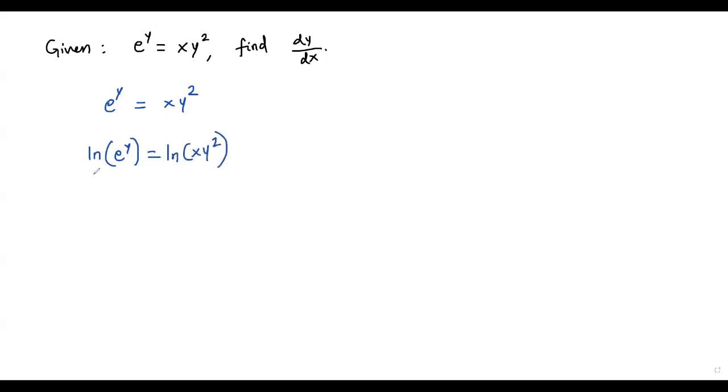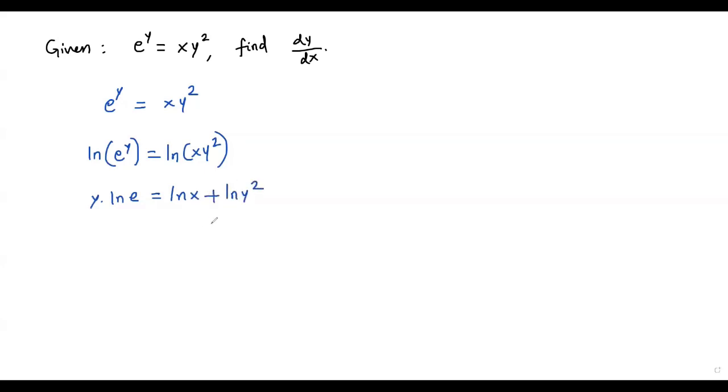Okay, so now here I can use the power rule of logarithm. That is, whenever the argument is exponential, the exponent can be moved in front of the logarithm and multiplied by the logarithm. Then I'm getting y times ln e. And here, in the argument of the logarithm, two quantities are multiplied, x and y square. So whenever two quantities are multiplied in the argument of the logarithm, we can use the product rule of logarithm. That is, we take the logarithm of each quantity and then add them. That is ln x plus ln y square.